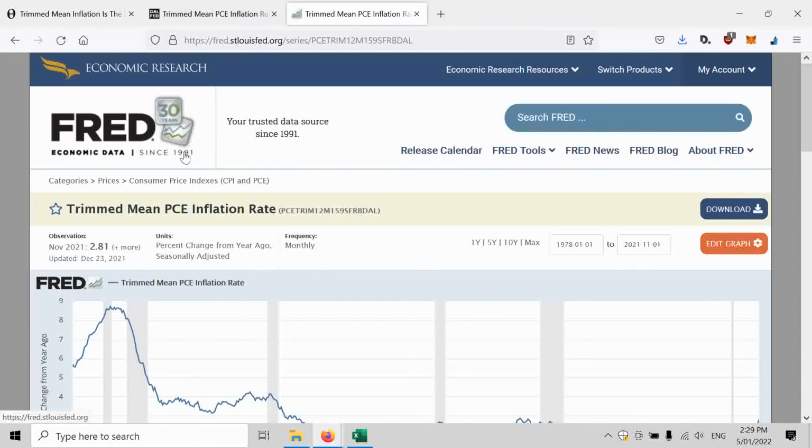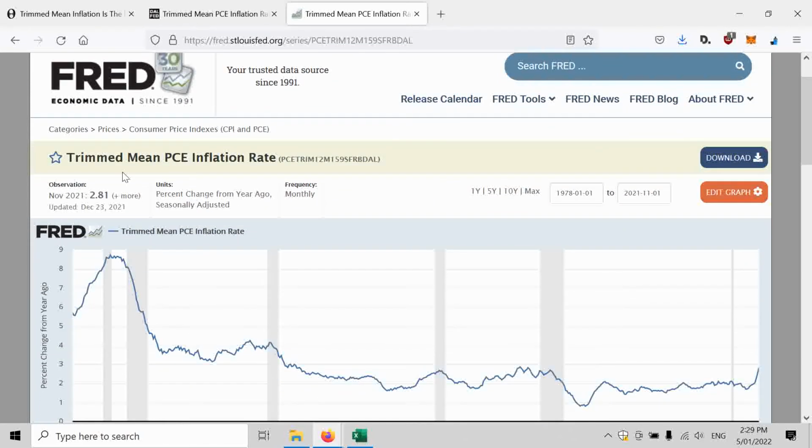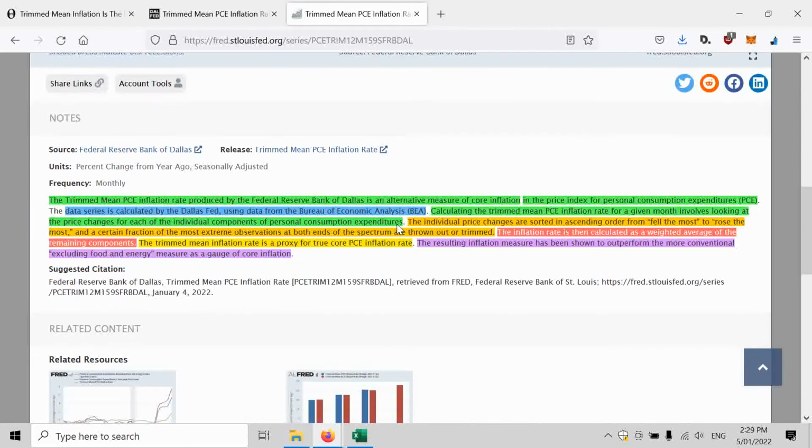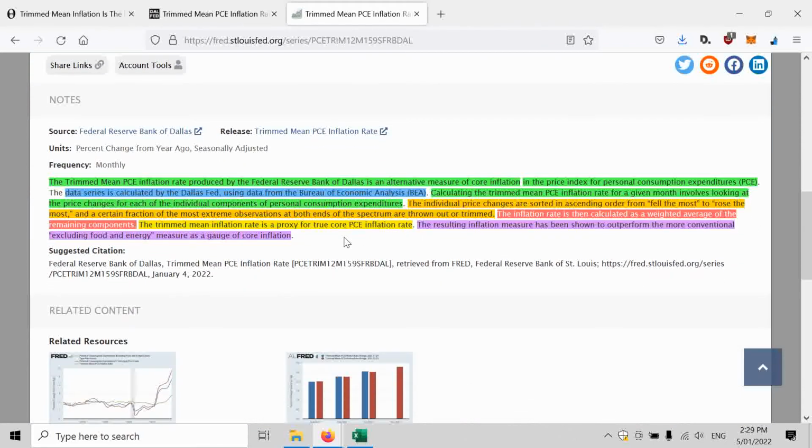So this is the St. Louis Fed website, and the trimmed mean PCE inflation rate is 2.81 as of November 2021. Now this was updated December 23rd, 2021. So what does the Fed say about PCE, trimmed PCE?